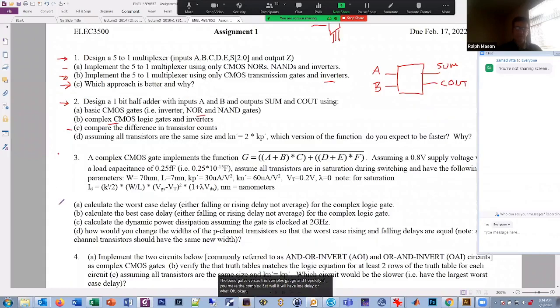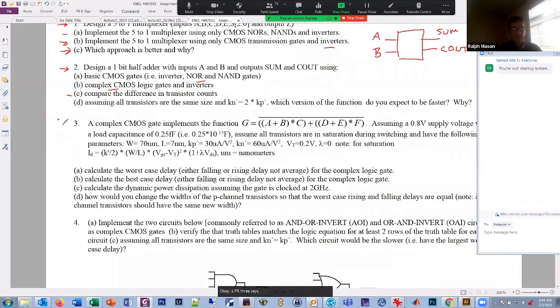Part 3 says you have a complex gate which has this functionality. G is a function of A, B, C, D, E, and F. You have a 0.8 volt supply voltage, a load capacitance of 0.25 femtofarads or 250 attofarads. Assume all transistors are in saturation during switching and have the following parameters.